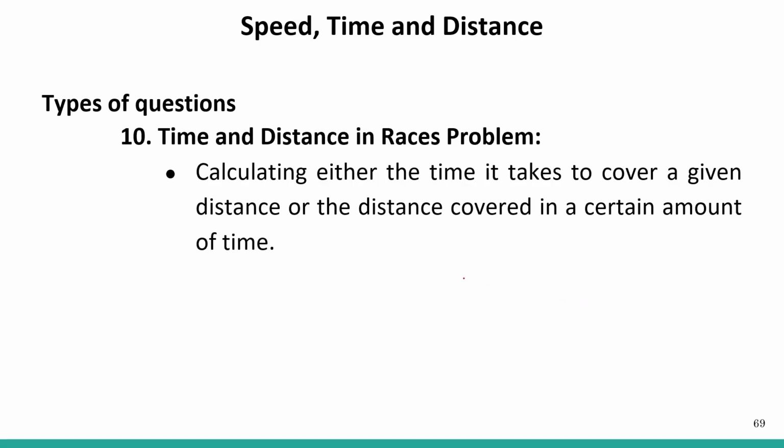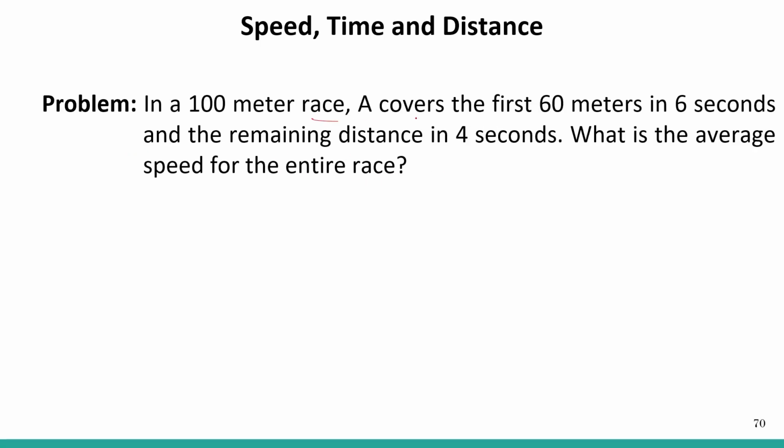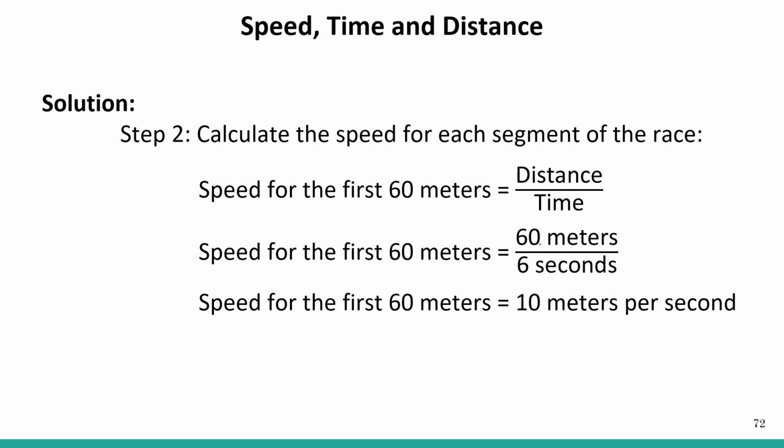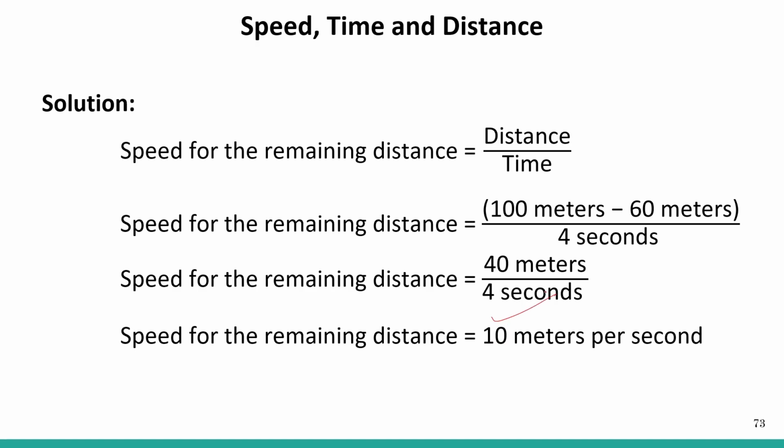So the 10th kind of problem is on time, distance and races problem. In a 100-meter race, A covers the first 60 meters in 6 seconds and the remaining distance in 4 seconds. What is the average speed? So total distance is equal to what? 100 meters, right? Total time taken is T1 plus T2, so 6 plus 4 is equal to 10. So total distance is 100 and total time is 10, so 100 by 10 is equal to 10 meters per second. So 10 meters per second will be the correct answer.